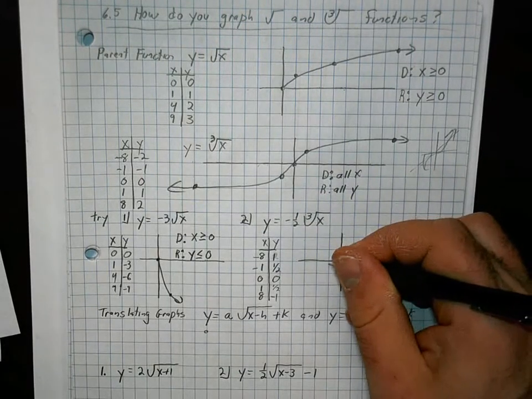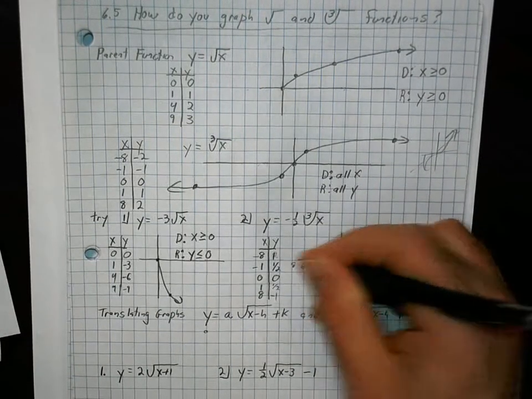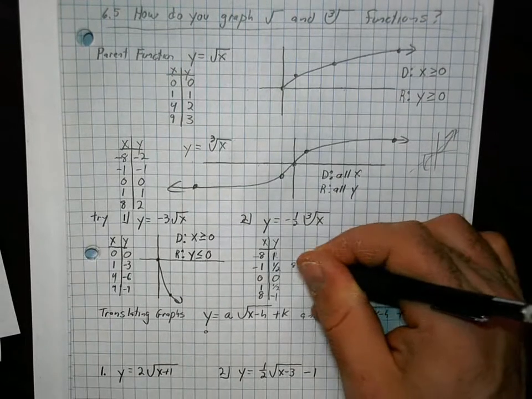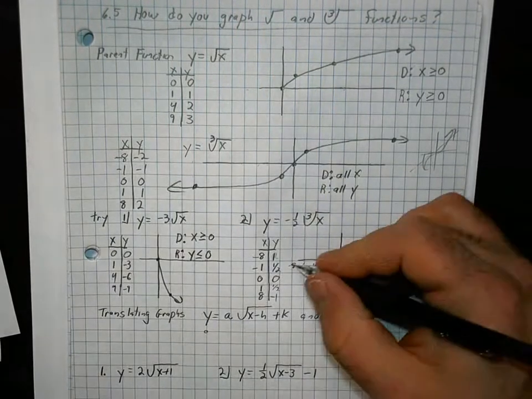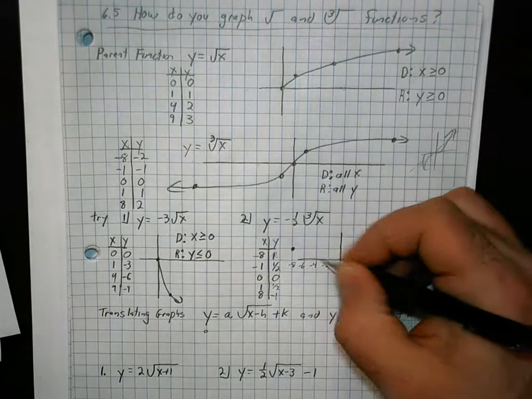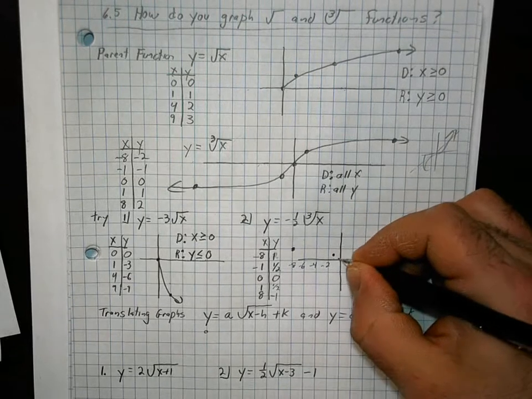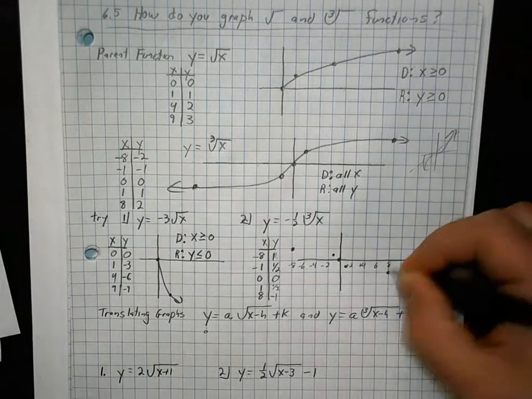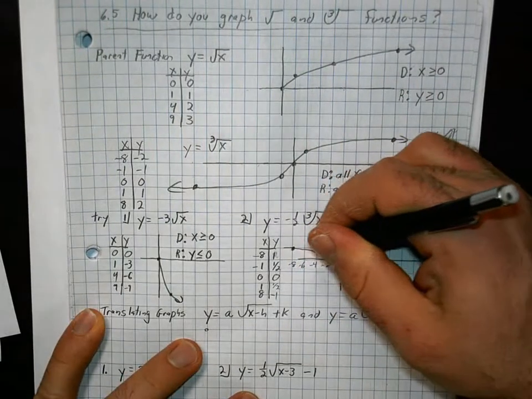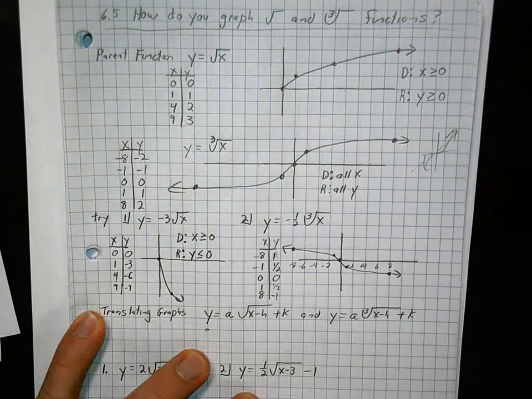So in this case, I'm going to go by 2's here, because I didn't give myself enough room. So negative 8 is 1. Negative 1 is a half. 0 is 0. 1 is a half. And 8 is negative 1. So the graph looks like that.